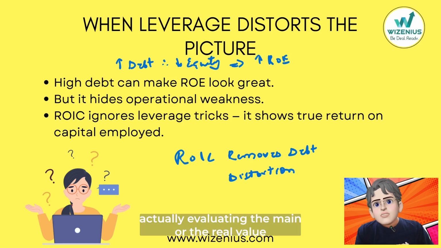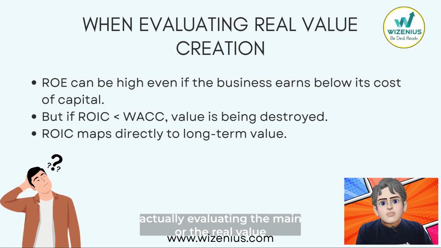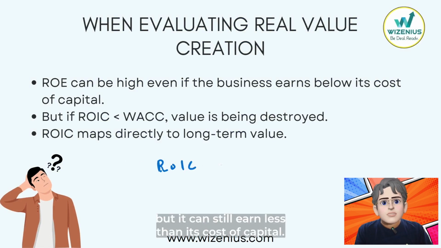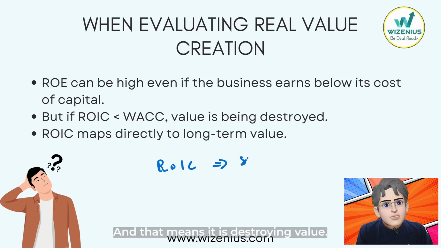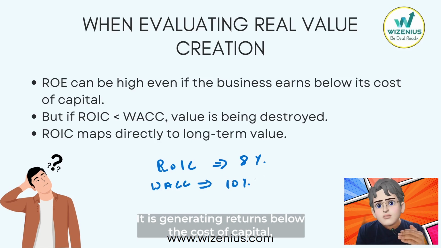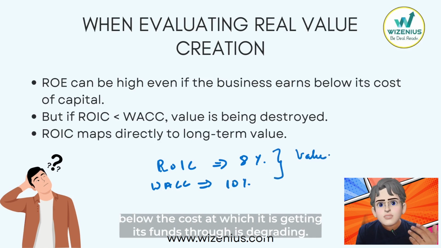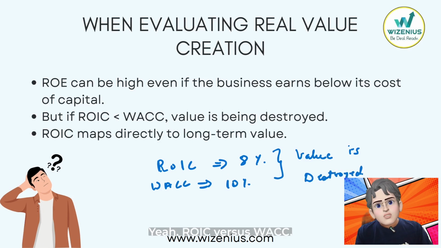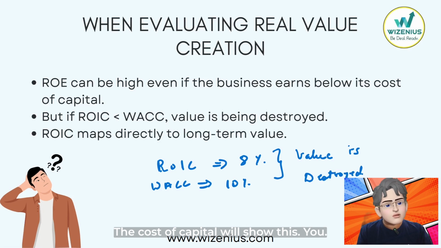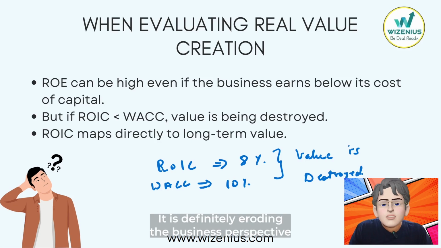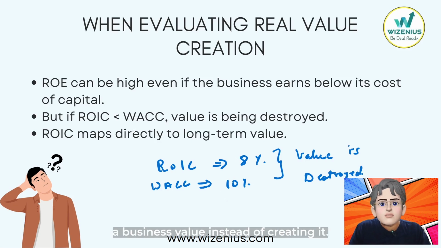When you're evaluating the real value creation, this will matter. A business can have a high ROE, but it can still earn less than its cost of capital. And that means it is destroying value. It is generating returns below the cost at which it is getting its funds. ROIC versus WACC, the cost of capital, will show this to you. If ROIC is consistently lower than WACC, it is definitely eroding business value instead of creating it.